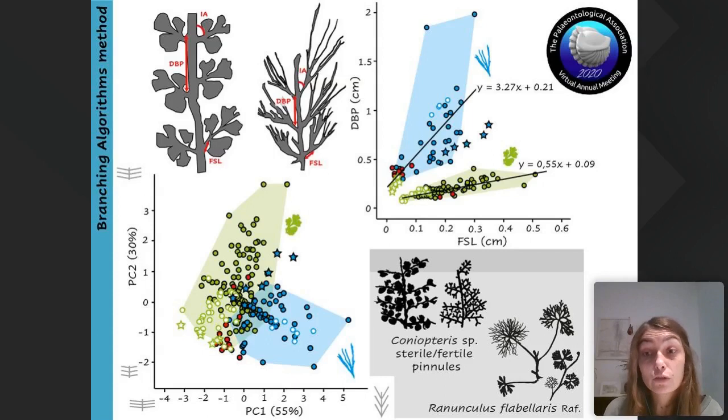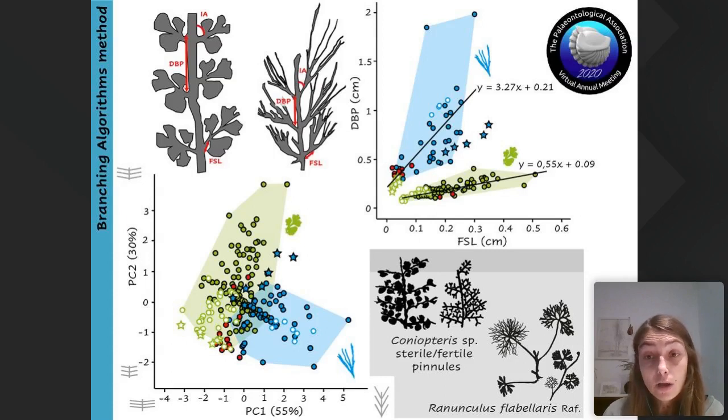We know that normally when there is a differentiation between fertile and sterile pinnules, the architecture is maintained. Only the lamina disappears. In the case of plants that have some leaves that develop underwater, such as Ranunculus, the architecture is actually different. So we suspect that maybe the hypothesis of development underwater may be the right one.